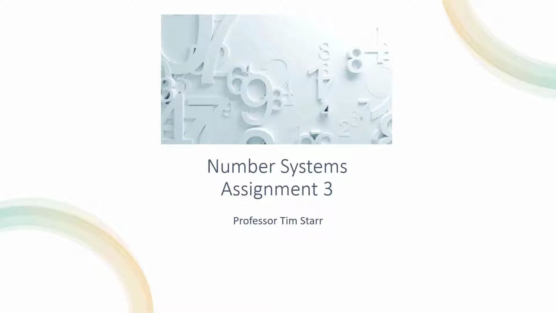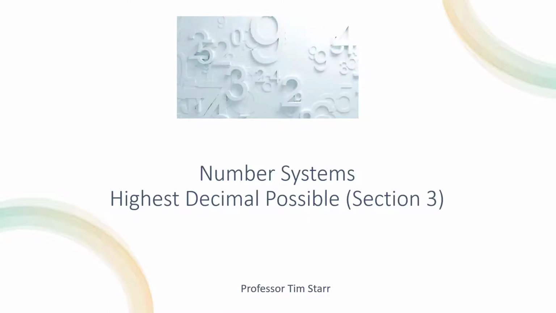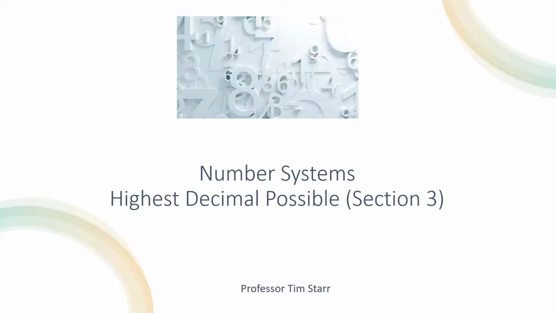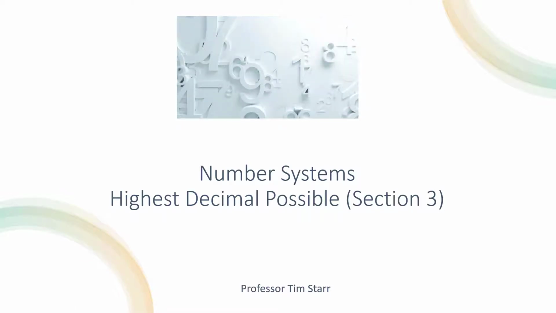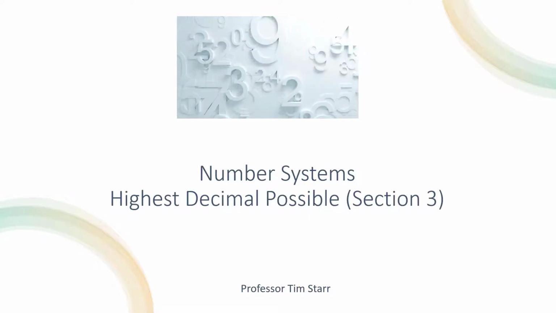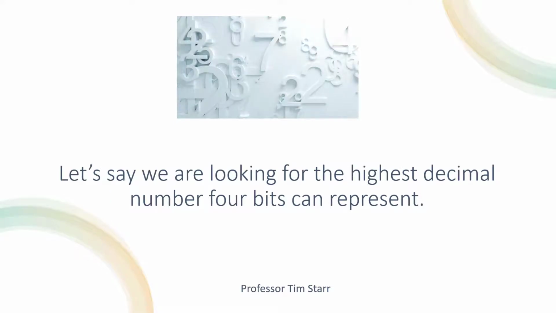We'll see how you do on this particular section. So here we go. We're going to convert various number systems, bits and bytes, and we'll see how we do. All right, so we're going to be looking for the highest decimal possible in section 3. Now, the highest decimal number is the largest decimal number or human readable number that a certain combination of bits can represent. Let's say we're looking for the highest decimal number 4 bits can represent.